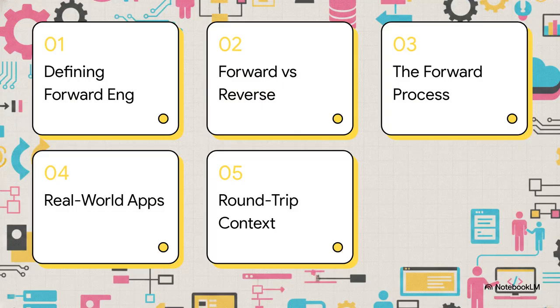Here is our roadmap for today. We'll start off by defining forward engineering. Then we'll compare it directly to reverse engineering. After that, we'll walk through the actual forward engineering process, look at some real-world applications, and finally wrap things up with something called the round-trip context. Let's just jump right in.